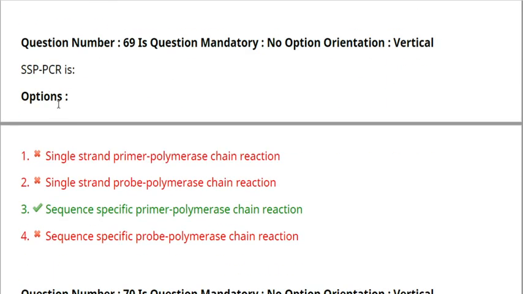SSPCR. Okay, SSP means sequence specific primer polymerase chain reaction. They are asking the full form of SSP. So when you are dealing with important techniques related to biotechnology concepts, at least try to remember the abbreviation of each technique, like FRAP, fluorescence recovery after photobleaching. Like that, you should know the abbreviation of all the techniques.